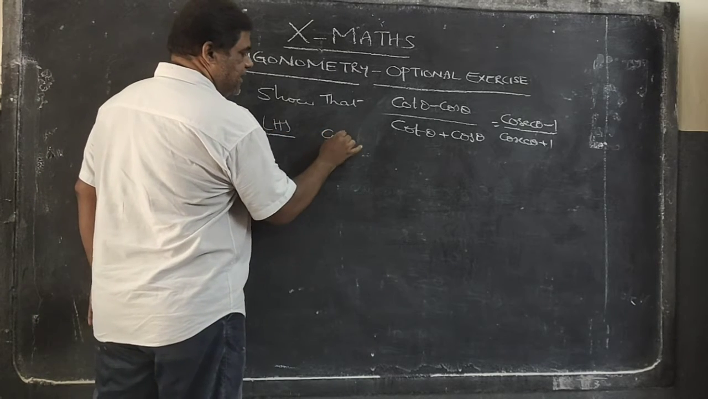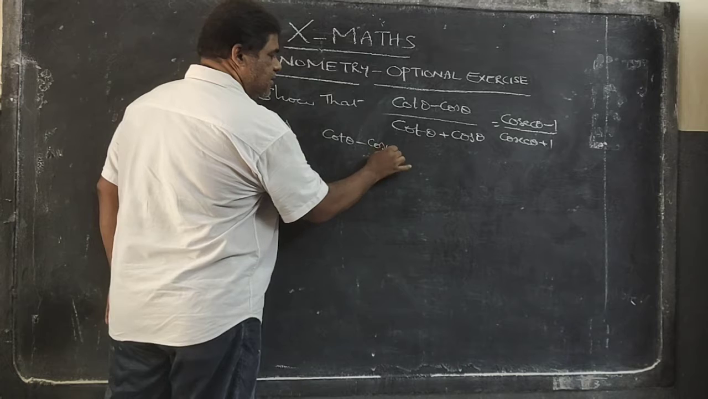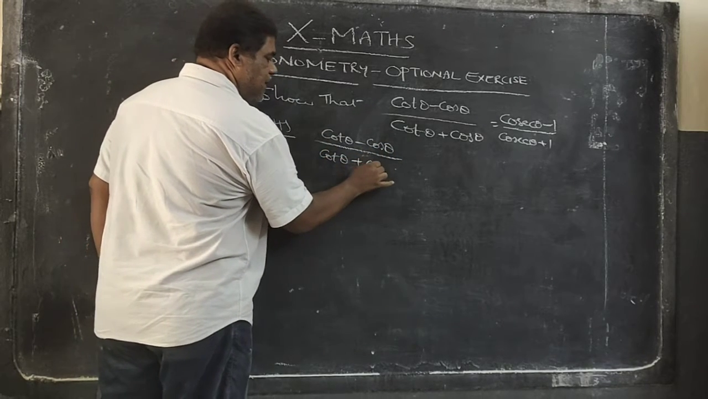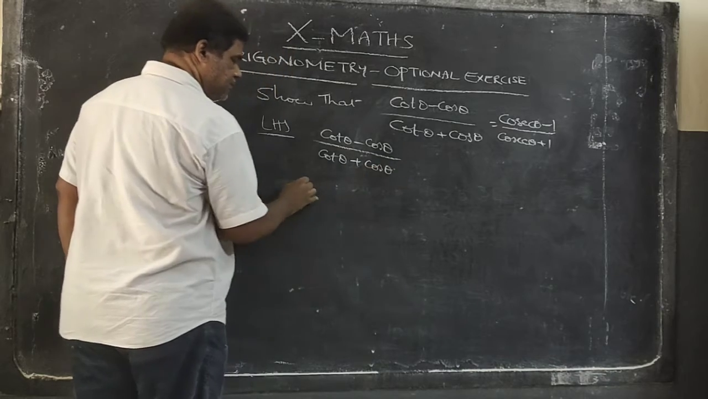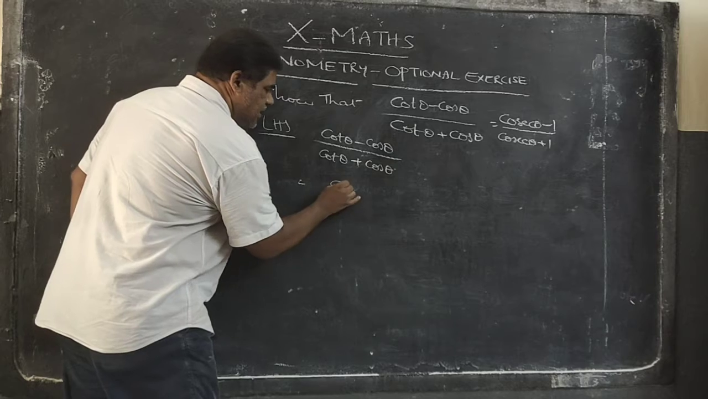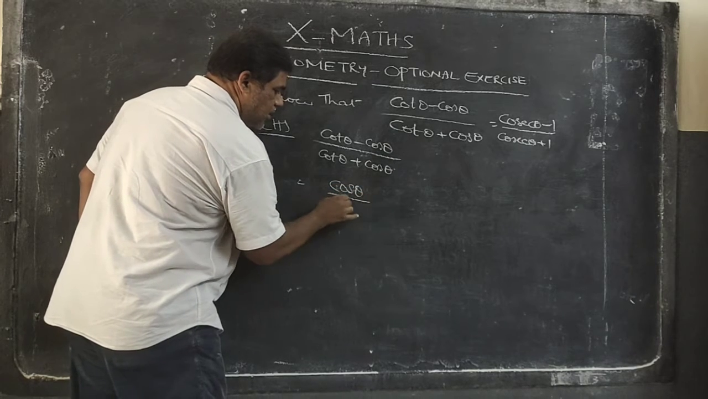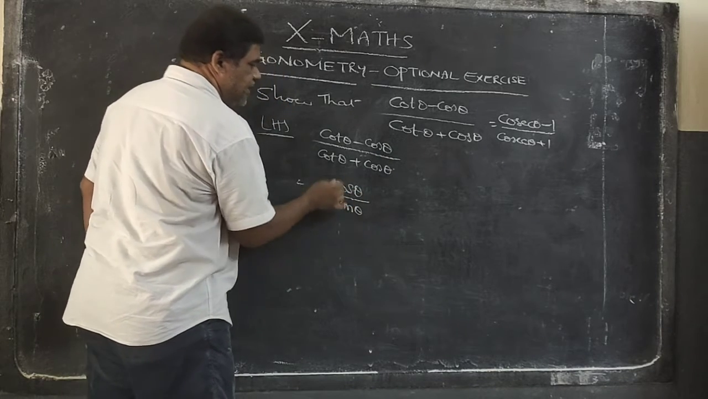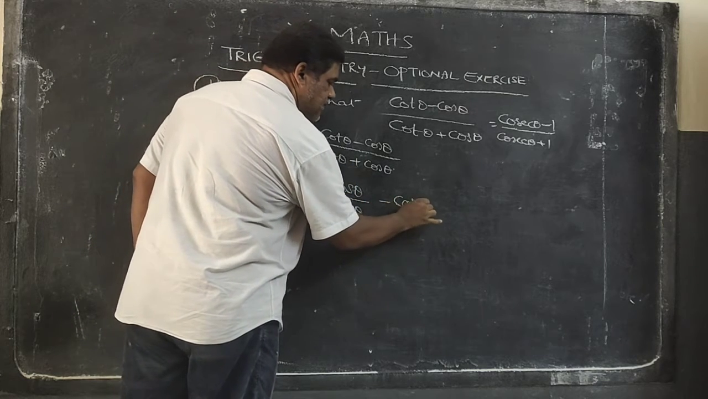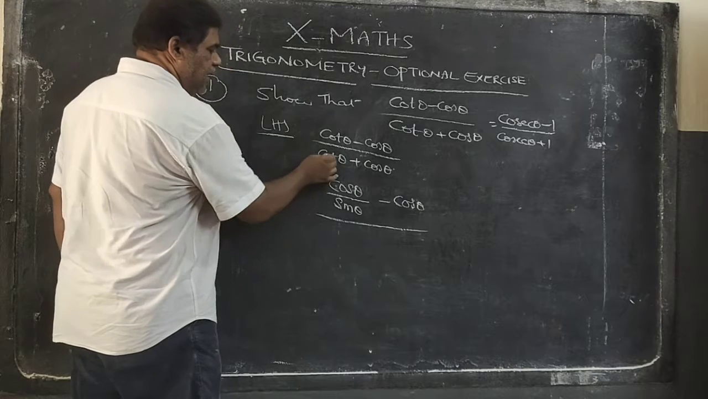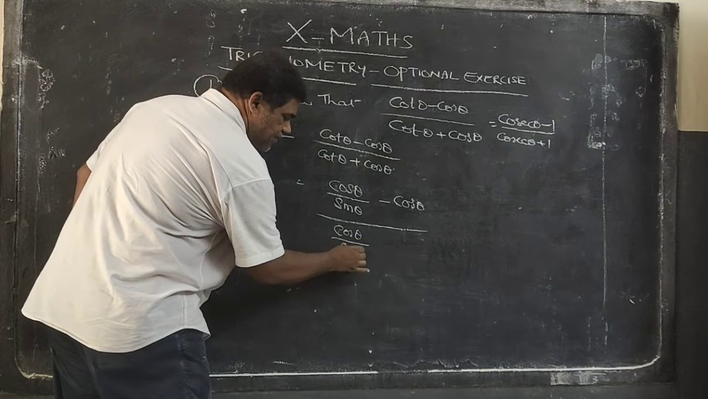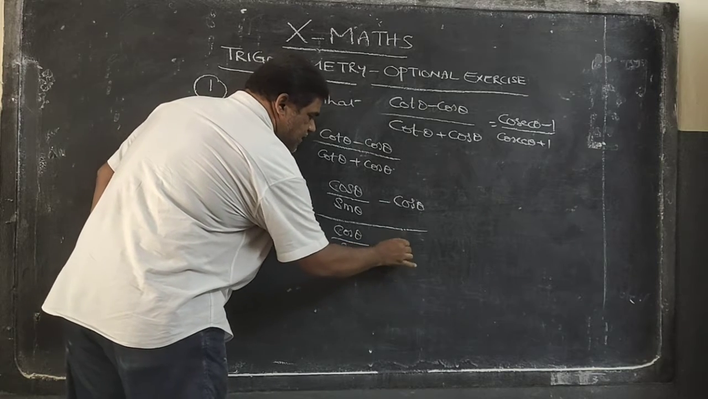LHS is cot theta minus cos theta by cot theta plus cos theta. Now cot theta can be written as cos theta by sin theta. So let us write cot theta as cos theta by sin theta, minus cos theta, by cos theta by sin theta plus cos theta.